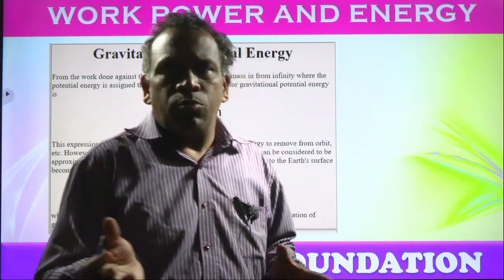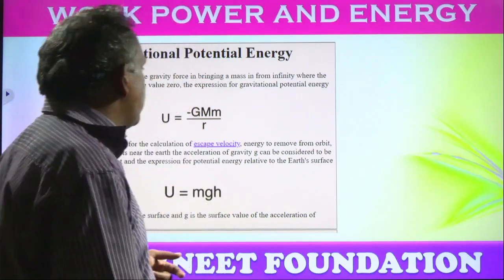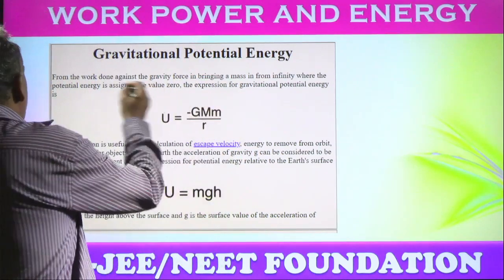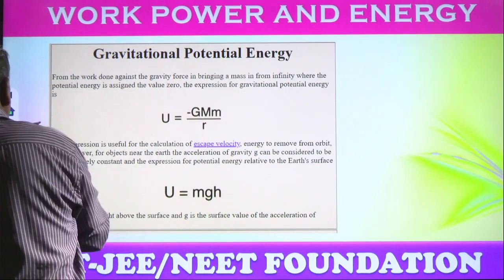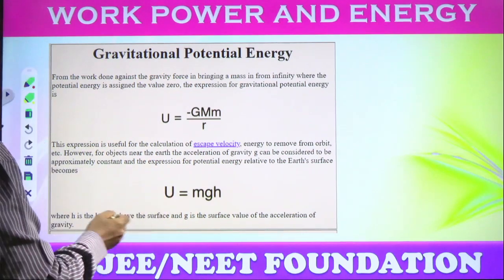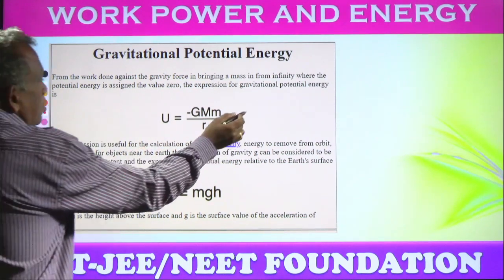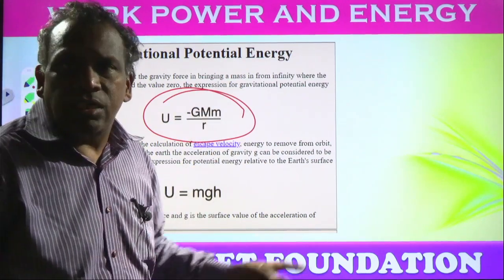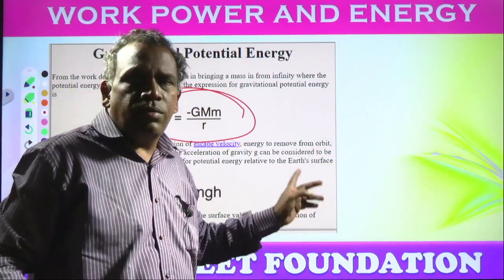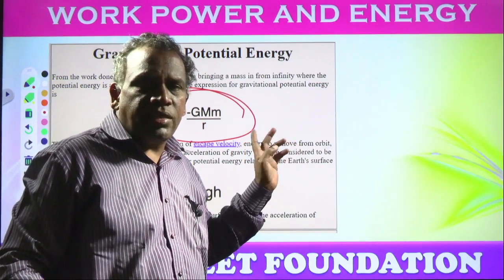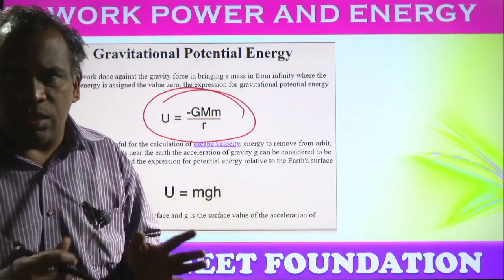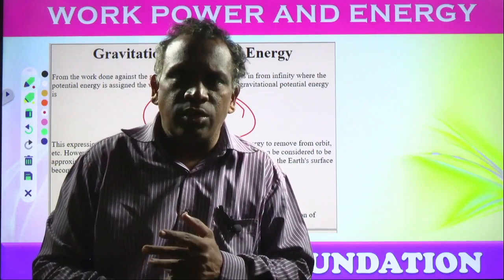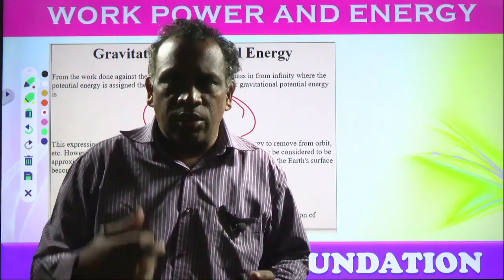Here you are moving from infinity to some point. The gravitational potential energy formula is U equals minus G M m by R. The minus sign is there because gravitational force is an attractive force, so that's why it's negative.